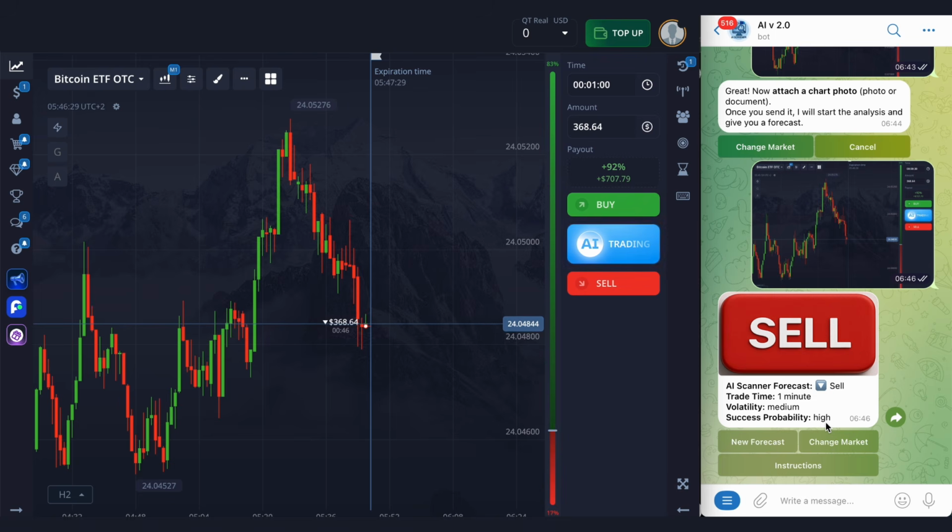On our timer, we have 46 seconds, ladies and gentlemen. Once again, this is your AI screener version 2.0, predicting this trade to be a sell. Alright, on our timer, we have 37 seconds. It is more or less like a consolidating. Okay, the sellers are coming in and pushing down the market, and it is looking good. So far, so good, ladies and gentlemen.